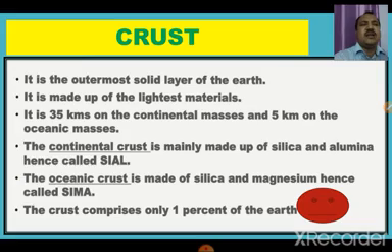Sima, silica plus magnesium. The earth crust comprises only 1% of the earth volume. It is the thinnest layer, the outermost layer, and it comprises only 1% of the earth volume.